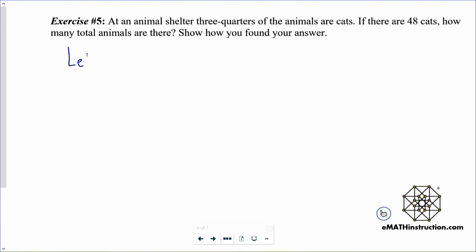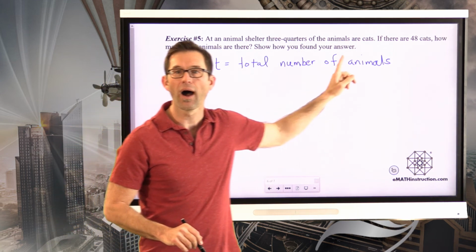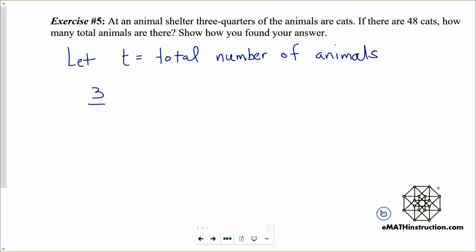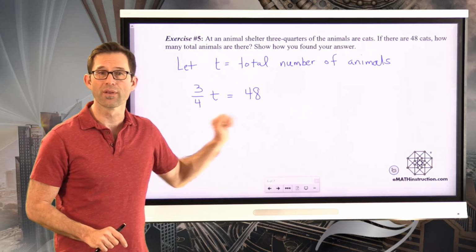I'm going to let t be equal to the total number of animals. So I'm going to go with the approach that we used in the last part of the last problem. So I'm going to let t equal the total number of animals. What do I know? If I multiply the total by 3/4, I should get the number of cats I have. In other words, 3/4 times t should be equal to 48, right? 3/4 times the total number of animals is equal to the number of cats.